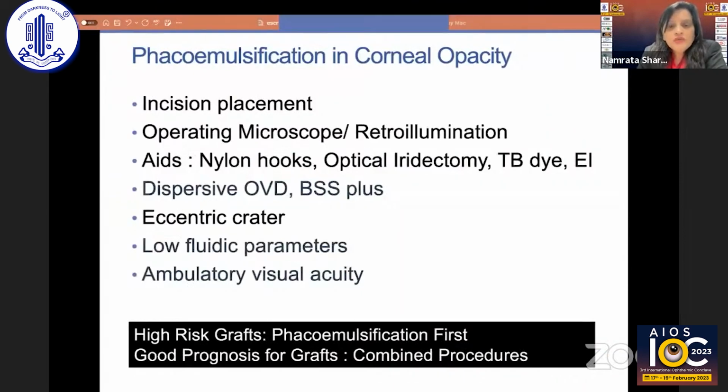So to conclude, for high-risk cases, phacoemulsification should be done first. For good prognosis for grafts, combined procedures can be done, and you need everything. Your incision placement should be correct. The operating microscope should be good. You should have retroillumination on, nylon hooks, optical iridectomy, trypan blue dye, BSS plus, dispersive OVD may be required. Eccentric rhexis may be required in some cases, and keep all your fluidic parameters low.